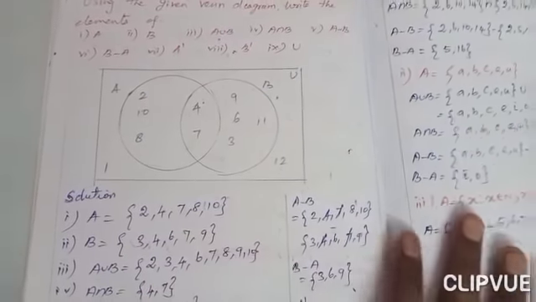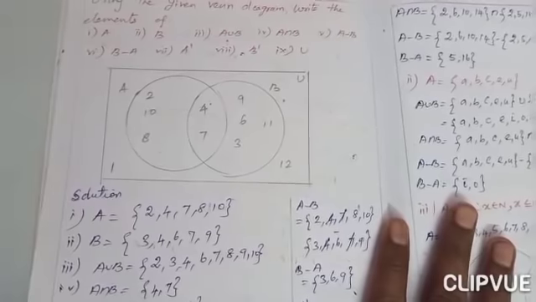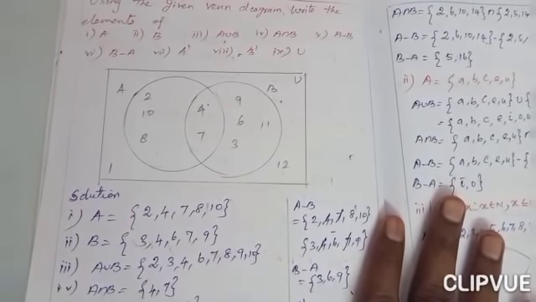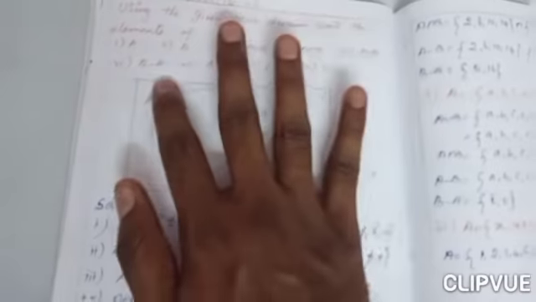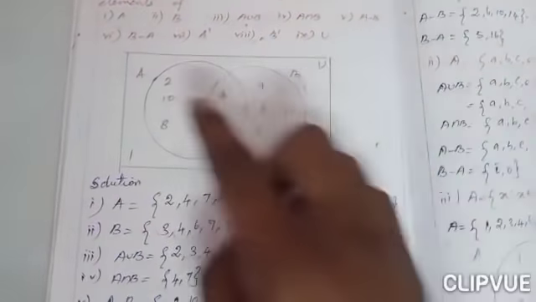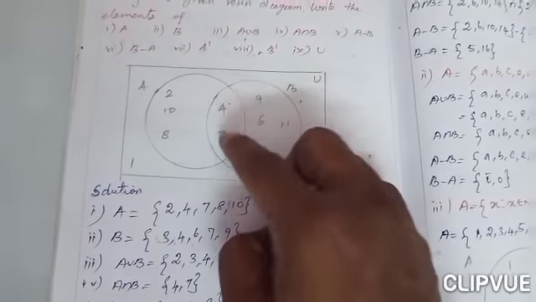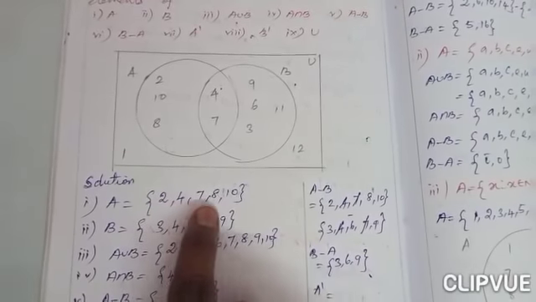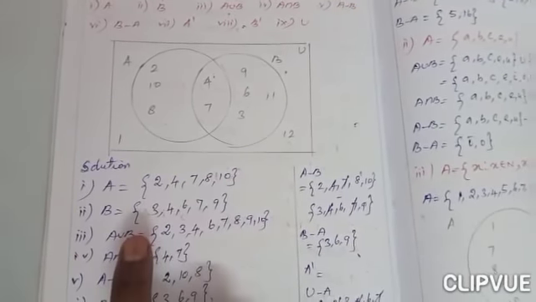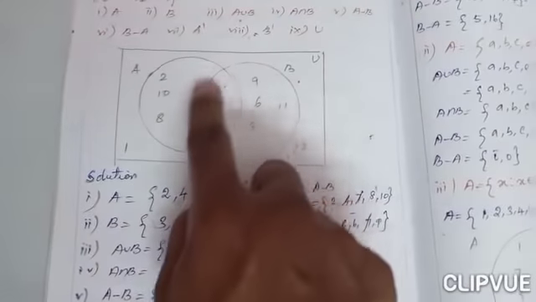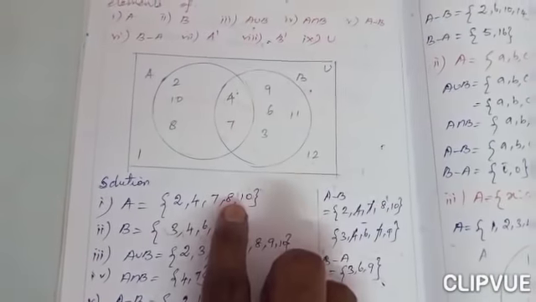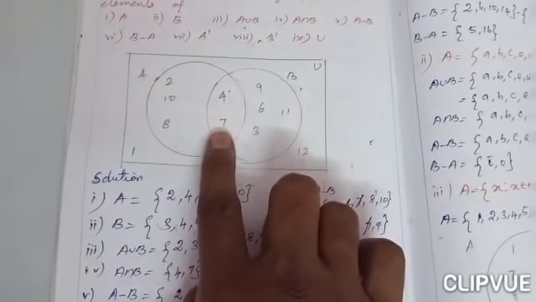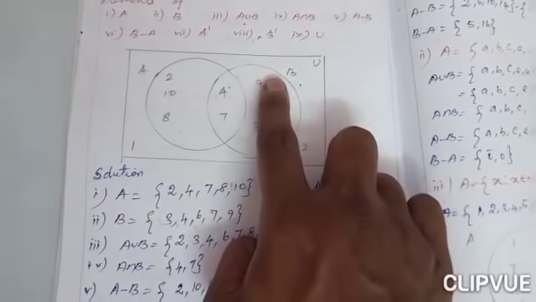First we are going to write the elements of set A. For the elements of set A, you have to take the full circle A. What are the elements we are seeing? 2, 4, 7, 8 and 10. So the elements of set A equals 2, 4, 7, 8 and 10. Next, elements of set B. Take this circle. What are the elements we are seeing? 3, 4, 7, 11, 6, 9.